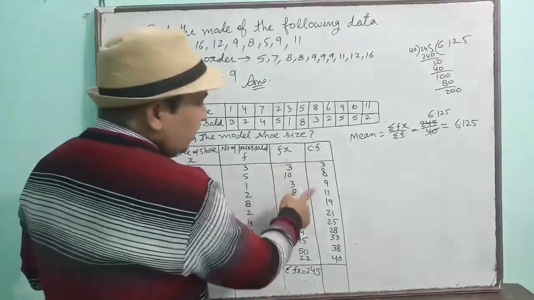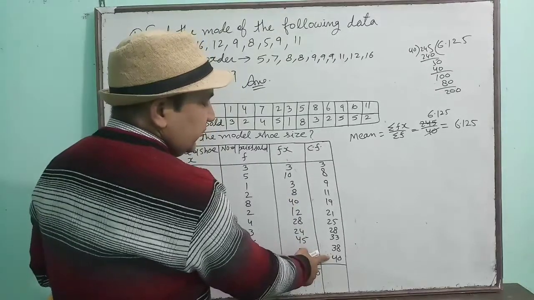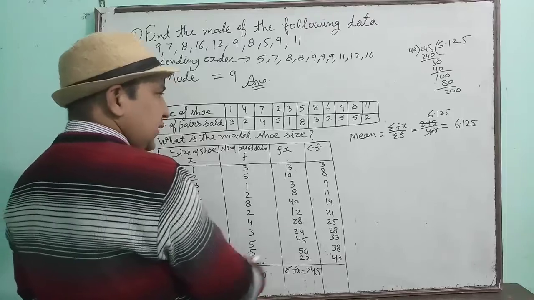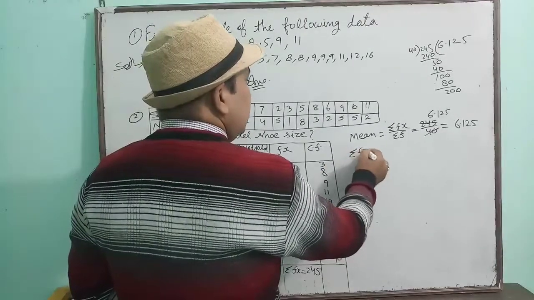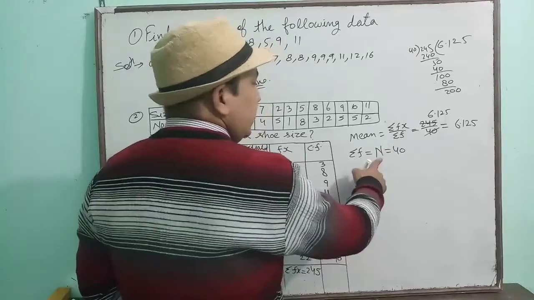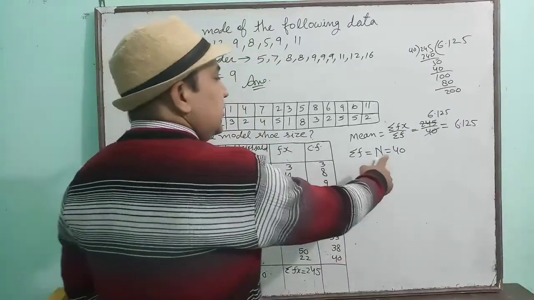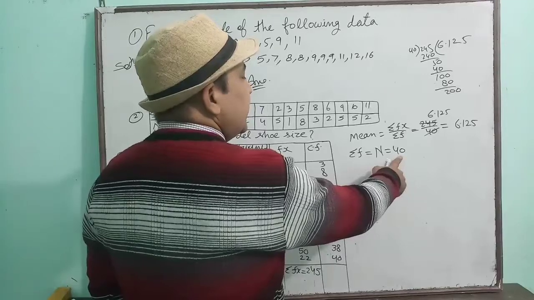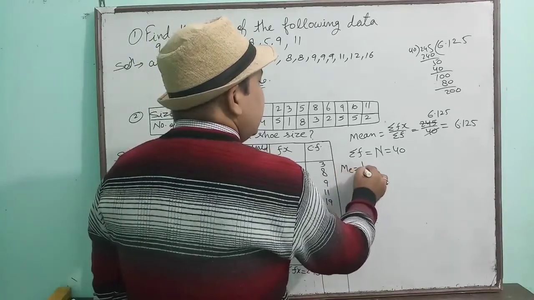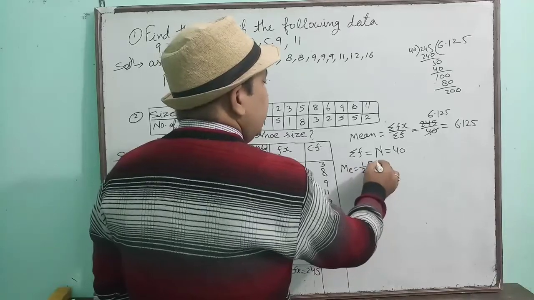To find the median, we look at the last term of the cumulative frequency. That is actually equal to the sigma f. You should know that this sigma f is known as n, the number of observations. You are watching, this is 40. 40 means an even number. If it is even, then what will be the formula for median?